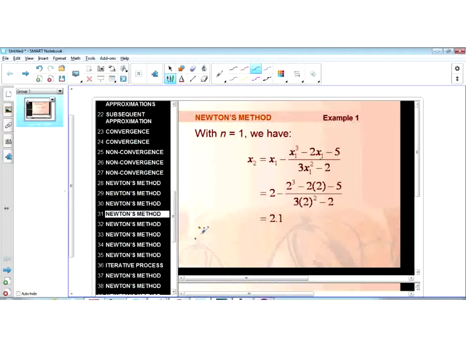So then x of 3 would equal x of 2 minus x of 2 cubed minus 2x sub 2 minus 5, all over 3x sub 2 squared minus 2. And of course, you plug in x sub 2 is equal to 2.1. And when you plug 2.1 into this equation on the right-hand side, you'll get x sub 3, which will be the approximation, your solution. Okay? So that's how it works.